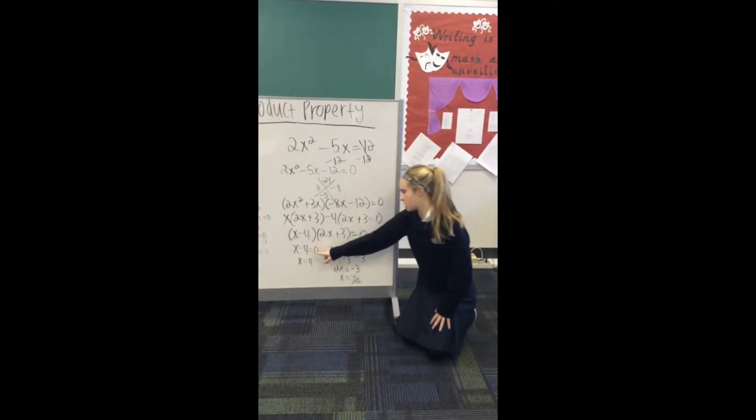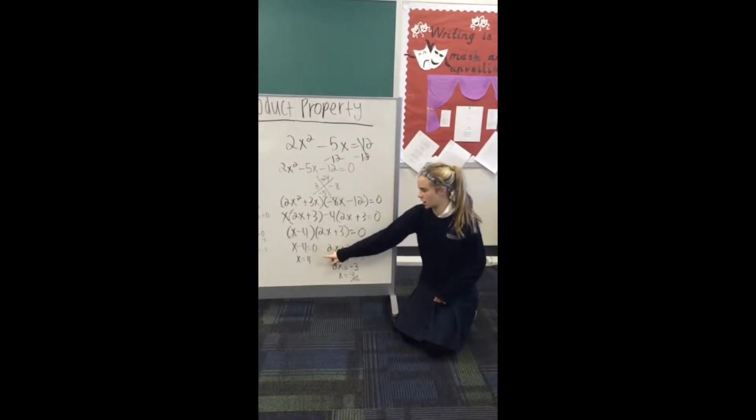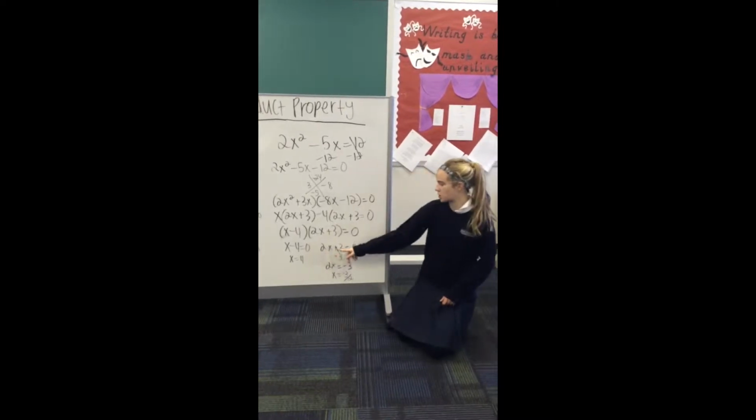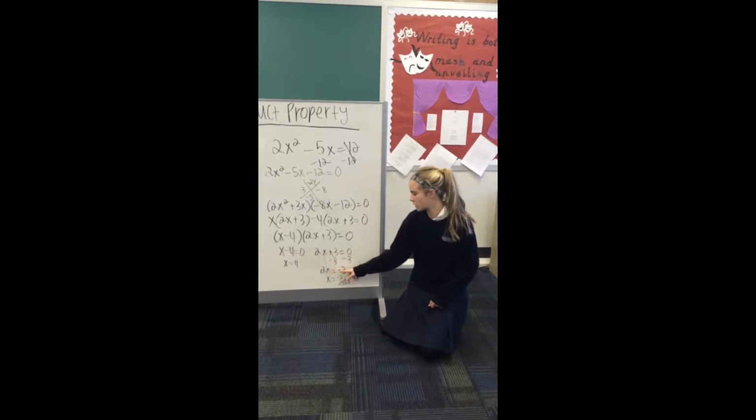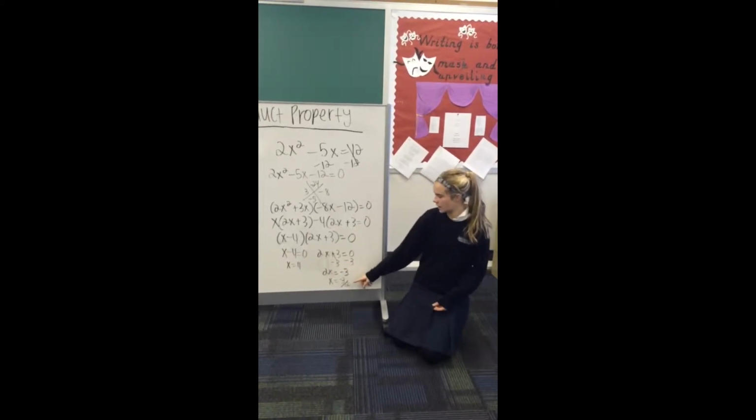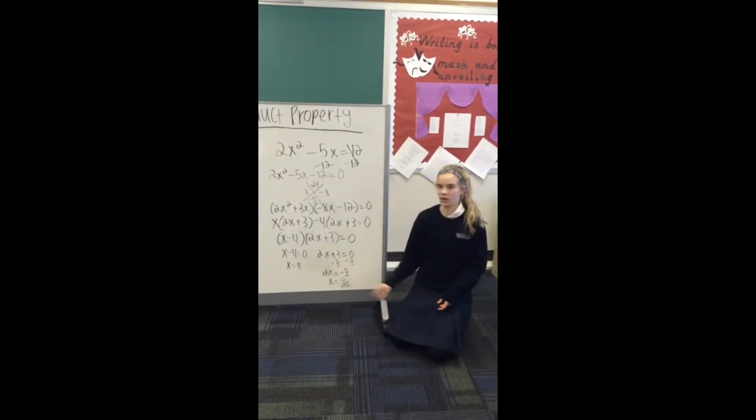And you set each equal to 0, and get x minus 4 equals 0, and your answer is x equals 4. And then 2x plus 3 equals 0, and subtract 3 from each side, and get 2x equals negative 3, and your final answer is x equals negative 3 over 2.